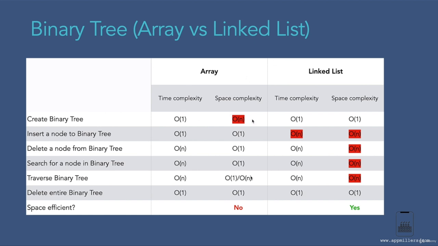Now in this case, the space complexity is O(n), because when we are declaring a fixed size of array, we have to allocate n number of contiguous cells in the memory. So that's why space complexity is O(n).